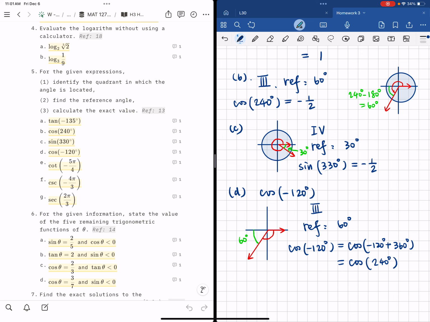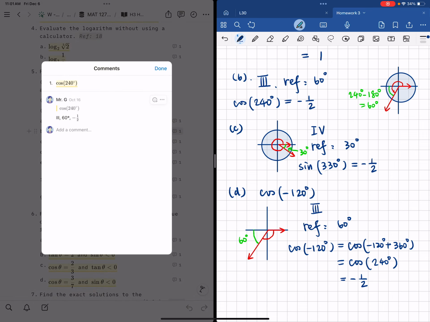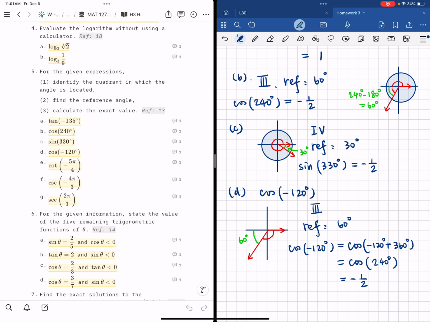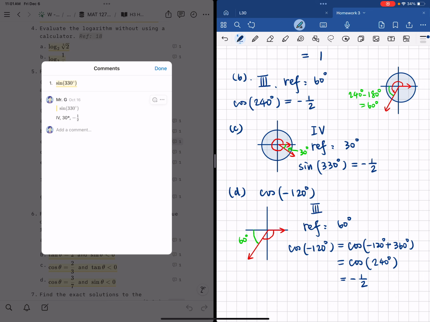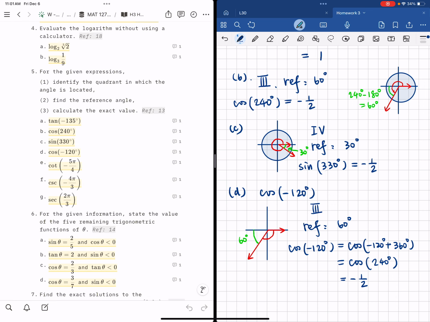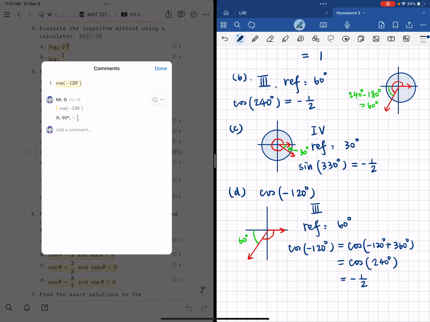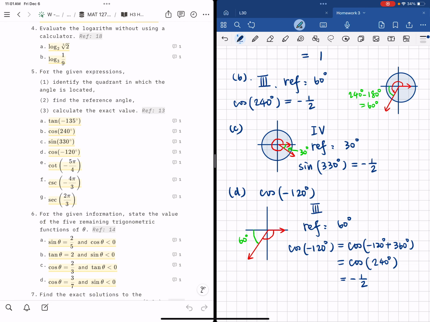And then we're looking at the x coordinate. Didn't we do that earlier? Yeah, we did that in part B. So it's just negative 1/2. Okay, so I forgot to check the answers earlier, right? So let's double check the answers. For part B, quadrant 3, 60 degrees, negative 1/2. For part C, quadrant 4, 30 degrees, and negative 1/2. Okay. For D, quadrant 3, 60 degrees, negative 1/2. Okay, very good. They're all good.